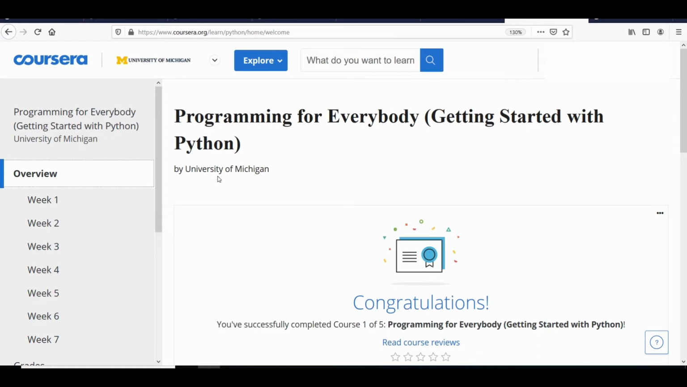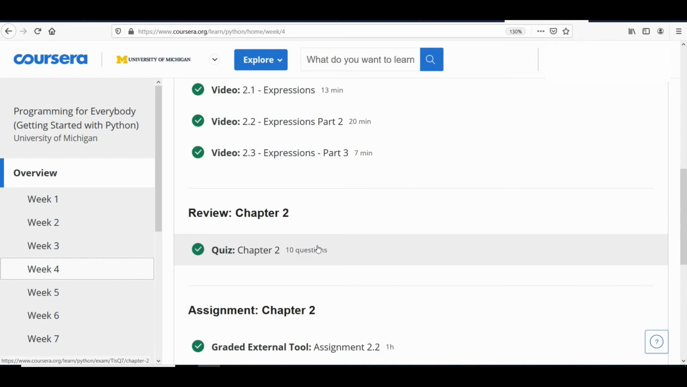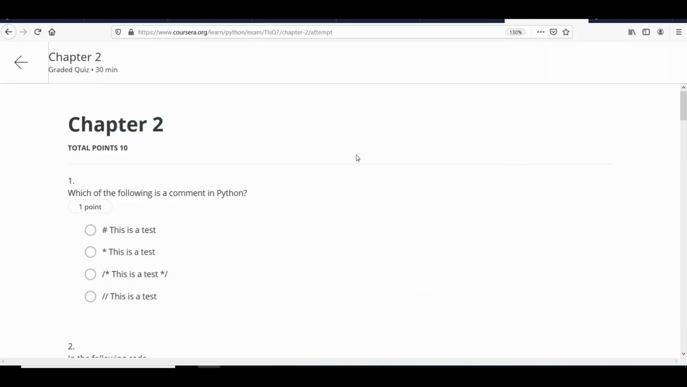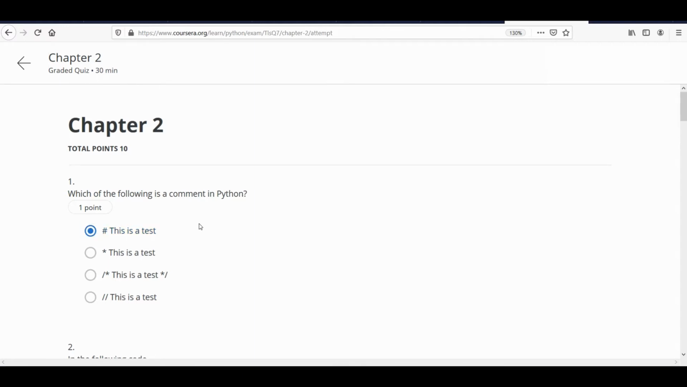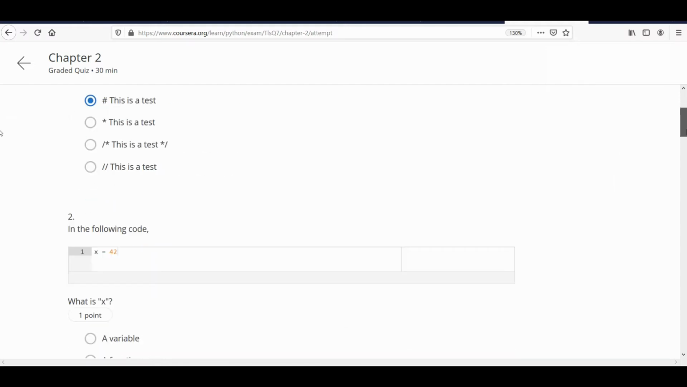And today we're gonna be taking another quiz. Let's go to week 4. Okay, it's the quiz on chapter 2, so let's get started. Question 1. Which of the following is a comment in Python? The one with the hash or pound sign in the front is the comment, so the first one. Again, be mindful that the options keep shuffling, so it might not be the first one for you.